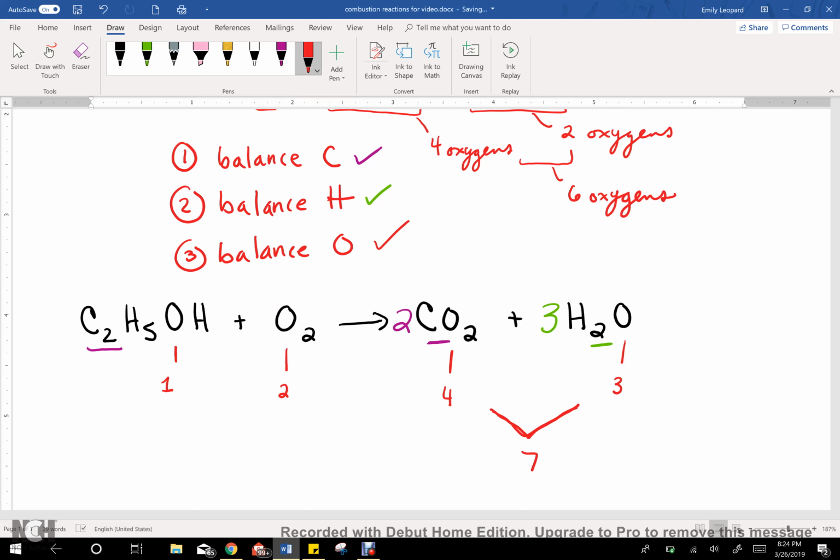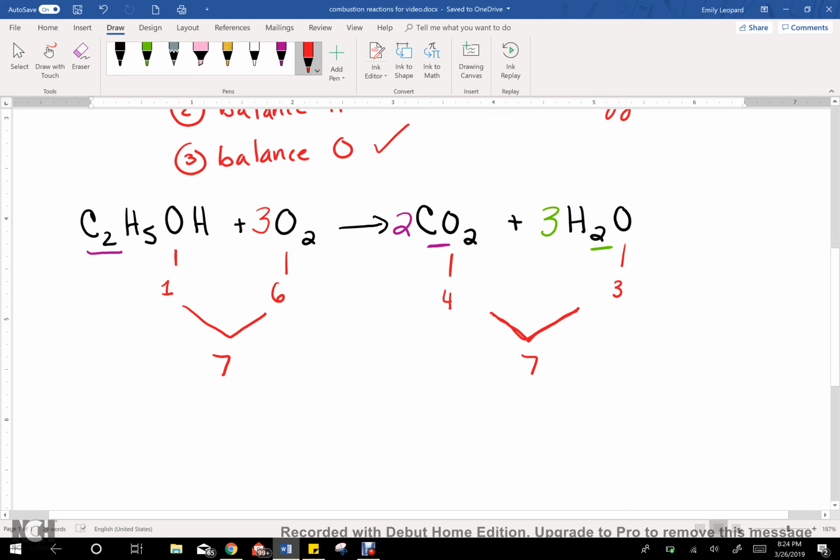Okay? So let's think about this. So we eventually need to total up to 7, and we've got 1 oxygen in ethanol that's kind of fixed. Okay? So I know that to get to 7, I'm going to need 6 more. So now if I look at my just O2, if I make the coefficient 3, 3 times 2 gets me to 6, and then 6 plus 1 is 7. So now everything is balanced.